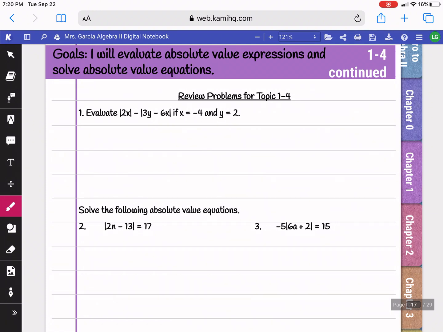This video is going to be a quick review of what we learned in topic 1.4. So we're going to begin with evaluating absolute value expressions and then review solving absolute value expressions. So for number 1, we're evaluating. So we're going to plug in -4 for x and 2 for y.